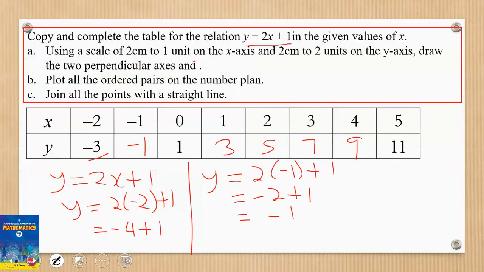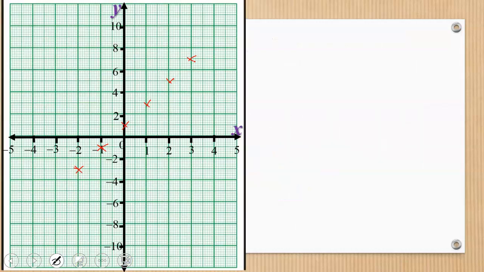You can see that all the points are on the same straight line. Then 4, 9 will be here. And then finally 5, 11 will also be here. So you can see that all the points are on the same straight line. With your ruler, you can draw the line to pass through all the points. And then again, you write on it y equals 2x plus 1. So that becomes the solution to this question.